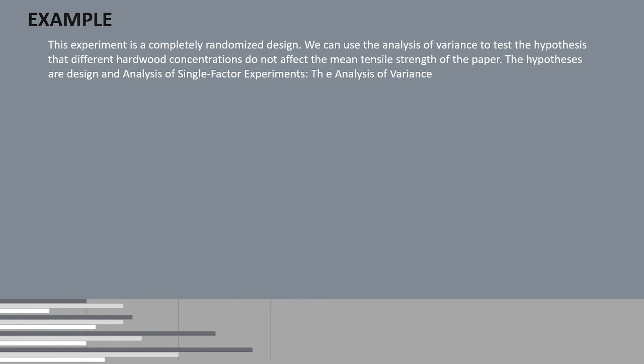This experiment is a completely randomized design. We can use the analysis of variance to test the hypothesis that different hardwood concentrations do not affect the mean tensile strength of the paper. The hypotheses are design and analysis of a single factor experiment, analysis of variance. Now, itong sabi ko nga, yung final equation natin is ito. Ngayon, ilalapat lang natin dito yung mga given na magagamit natin, which are ito.